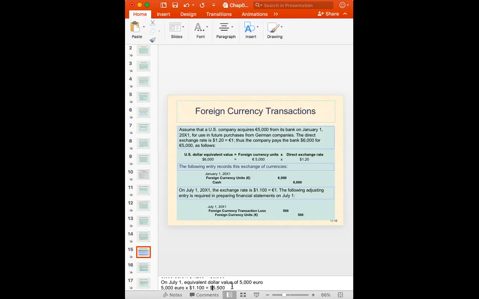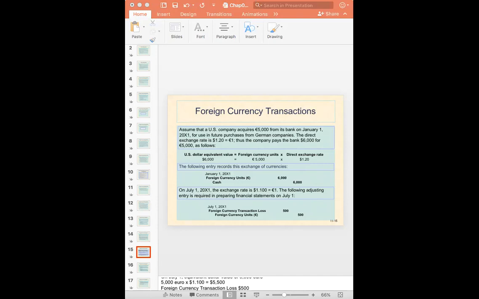Okay, so what is happening here? There is a foreign currency loss, and its amount is 500. There is a decrease in the direct exchange rate, which reflects that the US dollar has strengthened. So that was the situation that happens if there are any changes.